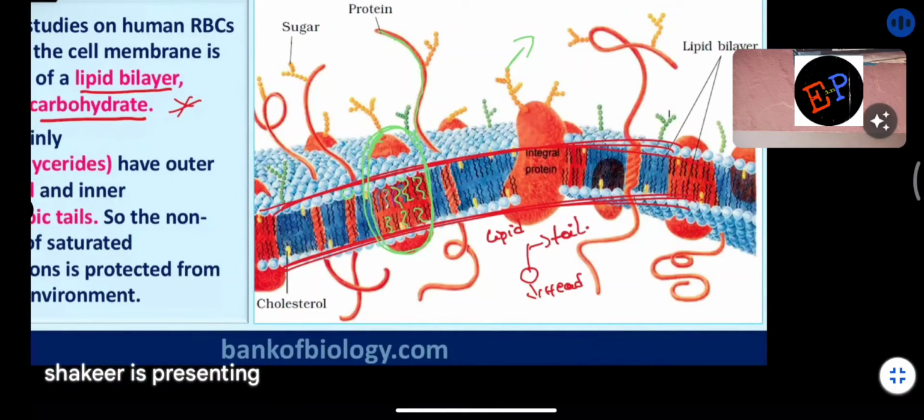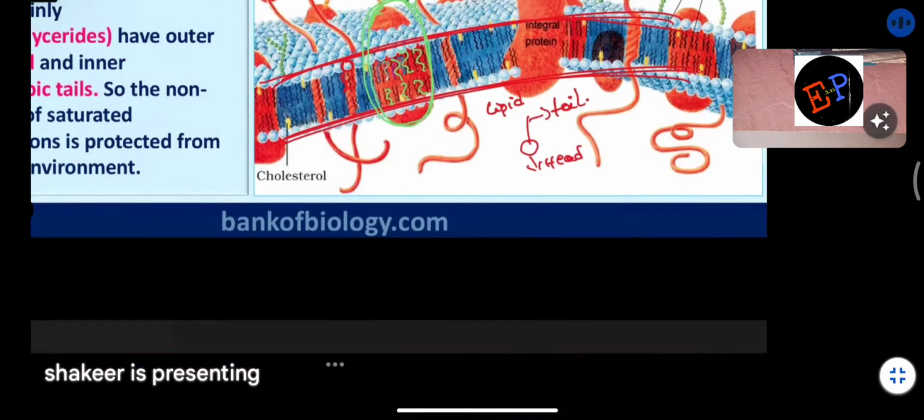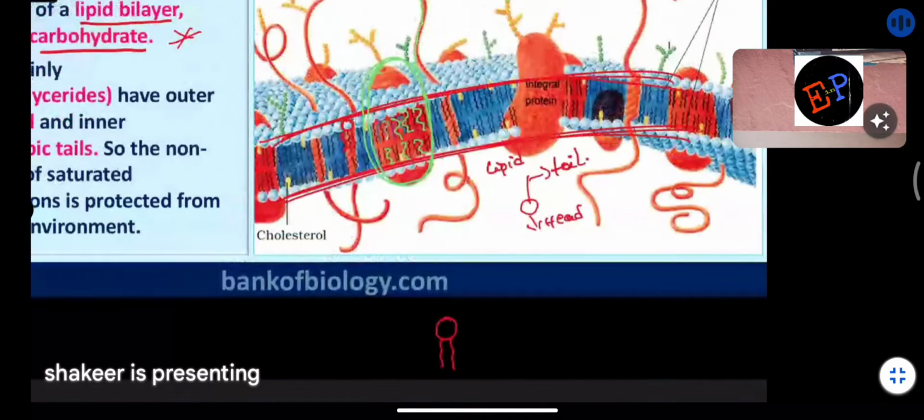You see these pearl-like structures here, right? They are lipids. Their shape will be somewhat like this. This is a lipid, and two tails will be present. So this is the structure of a lipid. This is called the head, and this is called the tail of this lipid.